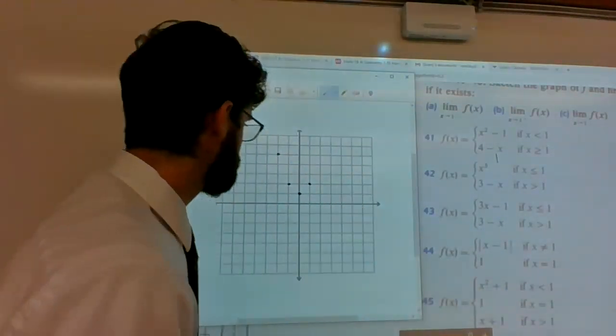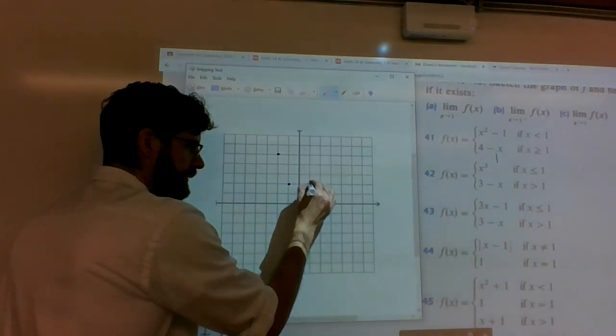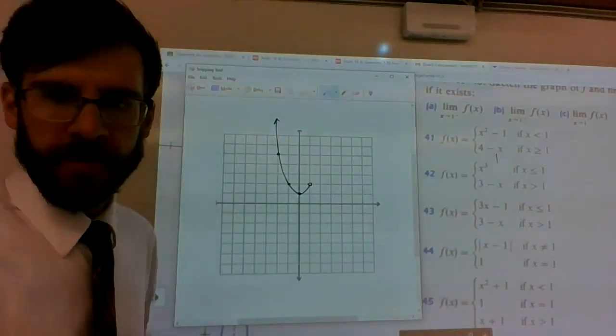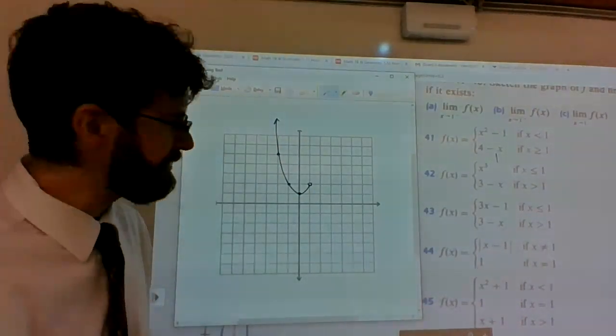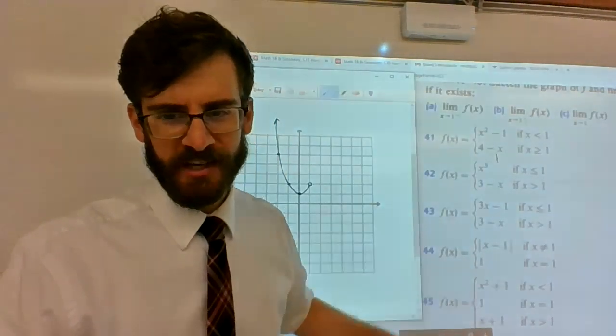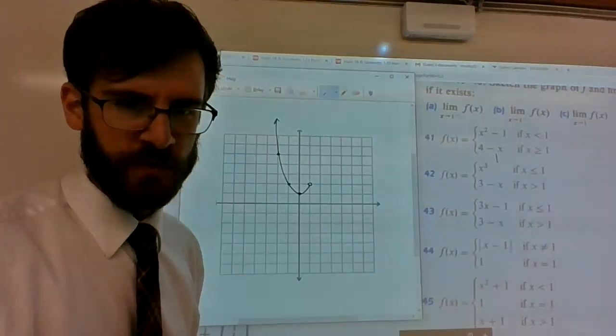Less than 1. So that's an open circle at 1. And it creates that parabola shape going left. Now this is tricky. I know a lot of students get kind of like, what is going on here when you see f of x equals 1?